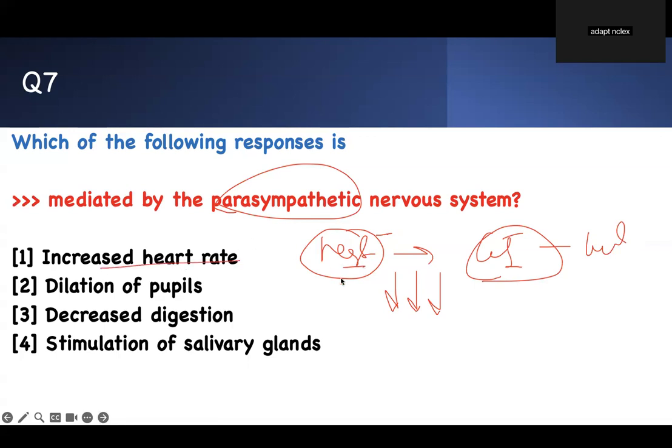So increased heart rate? You can't rest when your heart rate is high. Dilated pupil? Your pupils are getting bigger, you are not resting. That means you're afraid of something. Digestion should be going up, not down, because it loves the GI tract. By default, you make a lot of saliva with the parasympathetic nervous system. You have digestion, you pee, that's the cholinergic effect. You pee a lot, you have salivation, and you have a lot of diarrhea. The GI tract is working. So number four is your right answer.